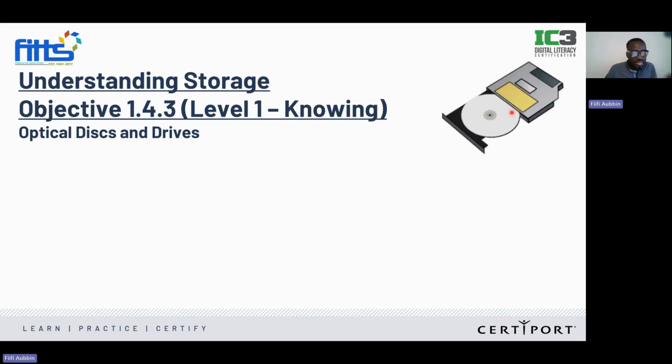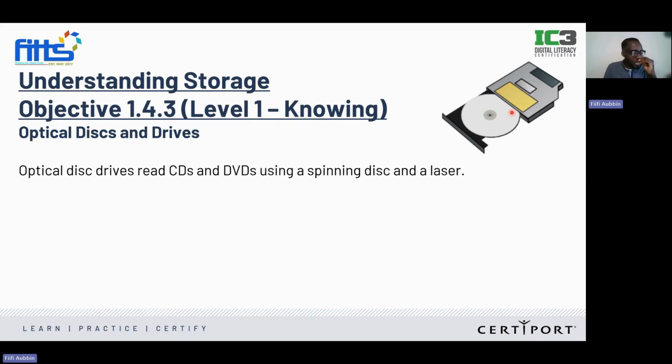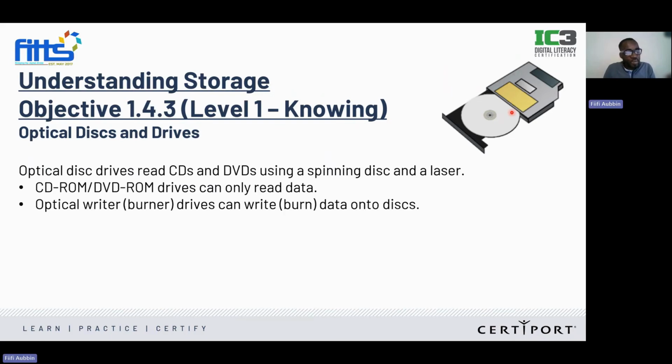Now we have the optical discs and drives. Maybe these newer versions of laptops don't usually come with optical drives, because people are no longer used to burning stuff on CDs and reading from CDs. So it's just going out of the system. Optical disk drives read CDs and DVDs using a spinning disk and a laser. The drive is a device that reads whatever you insert into it. CD-ROM and DVD-ROM drives can only read data. And we have the optical writer, the burner, which can write data onto disks.